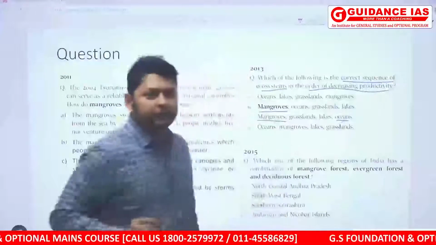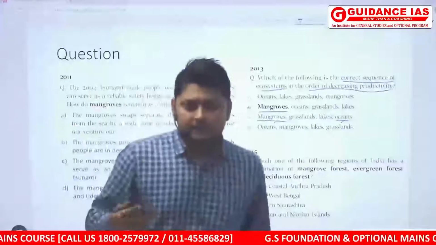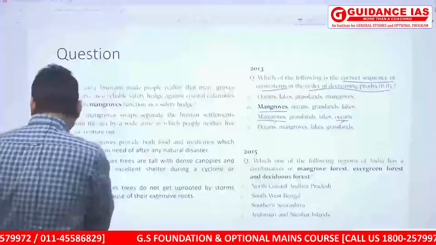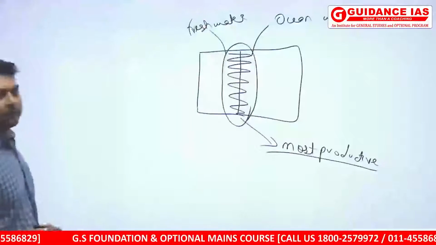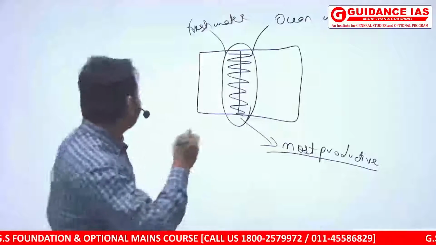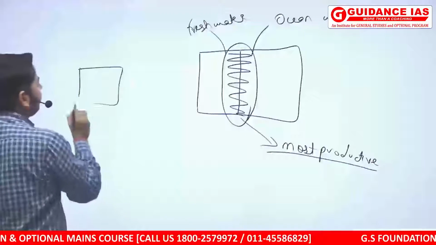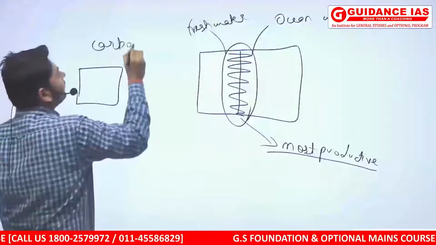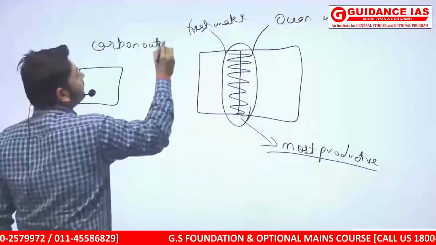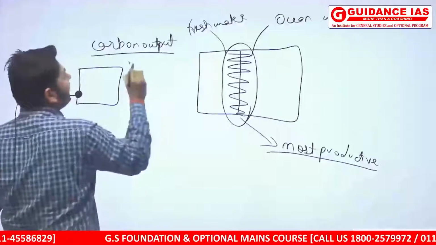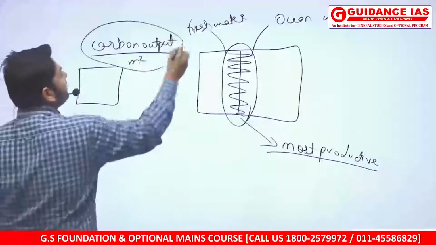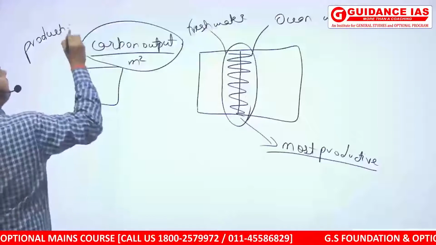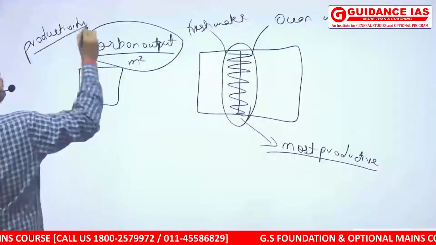But in future, if UPSC tries to confuse students about how these things work, then we have to know another basic thing: productivity depends upon the carbon output per square meter. So this will be the productivity.